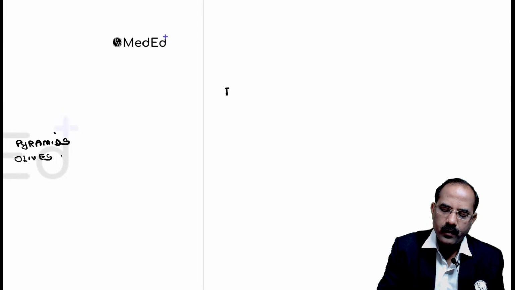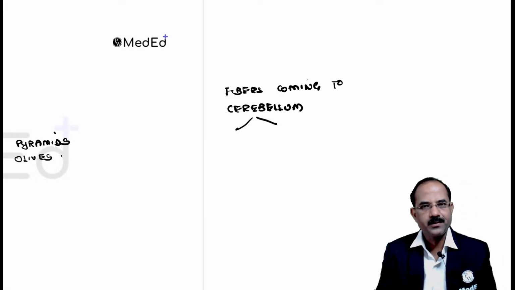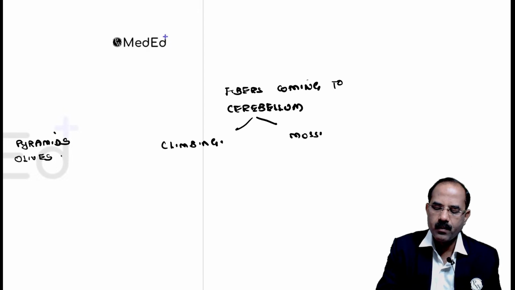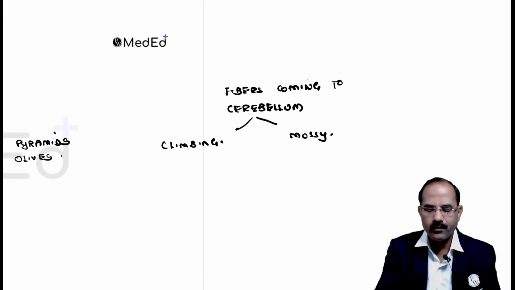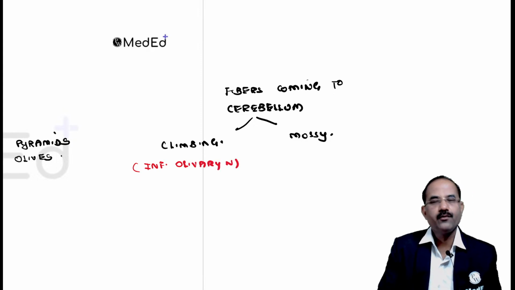So the fibers coming to the cerebellum are of two types. One is the climbing fiber, and the other one is the mossy fiber. Where does the climbing fiber come from? The climbing fiber comes from the inferior olivary nucleus.